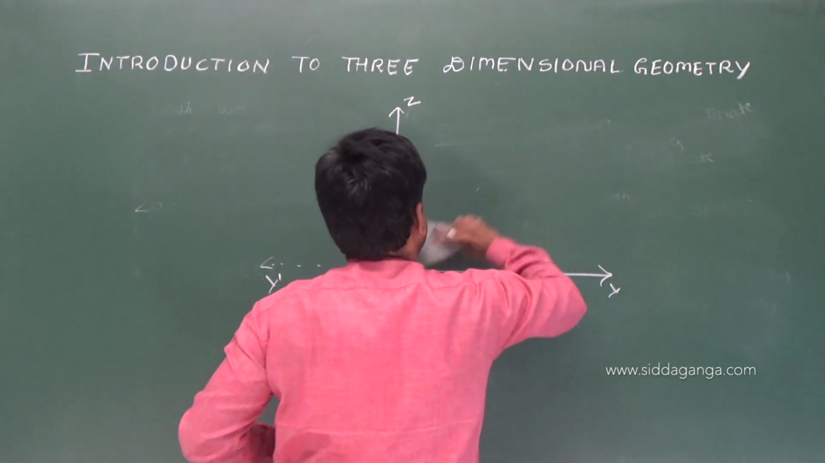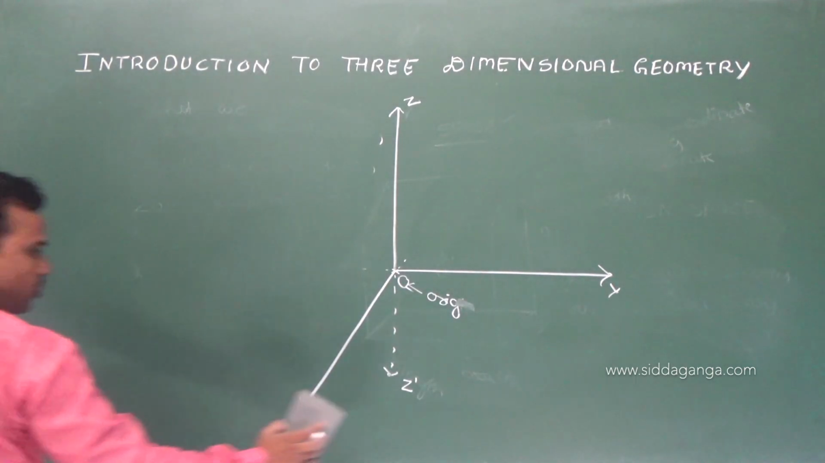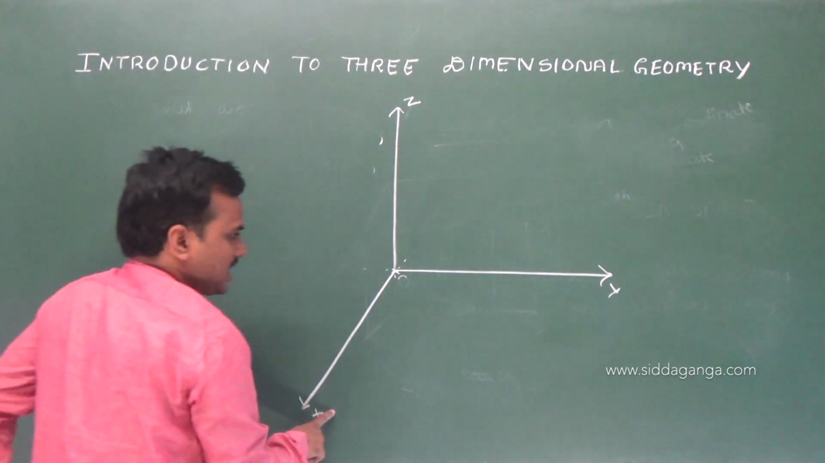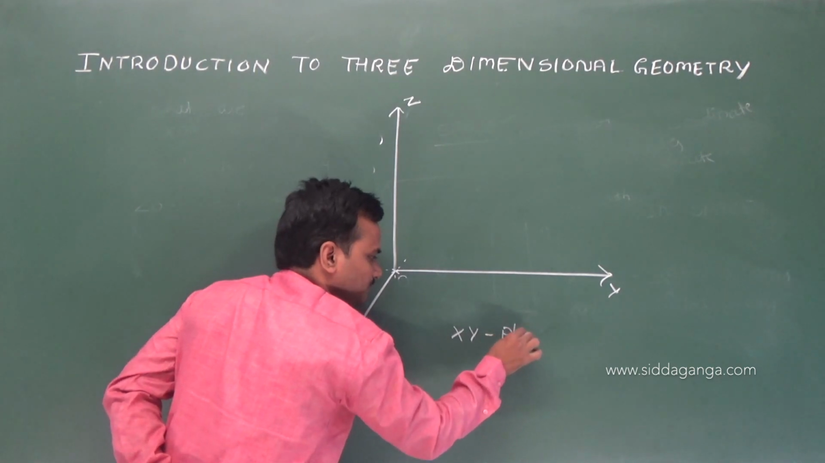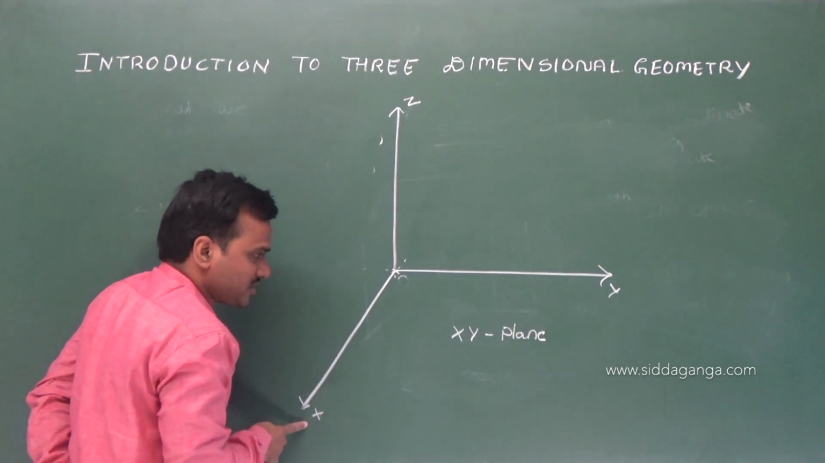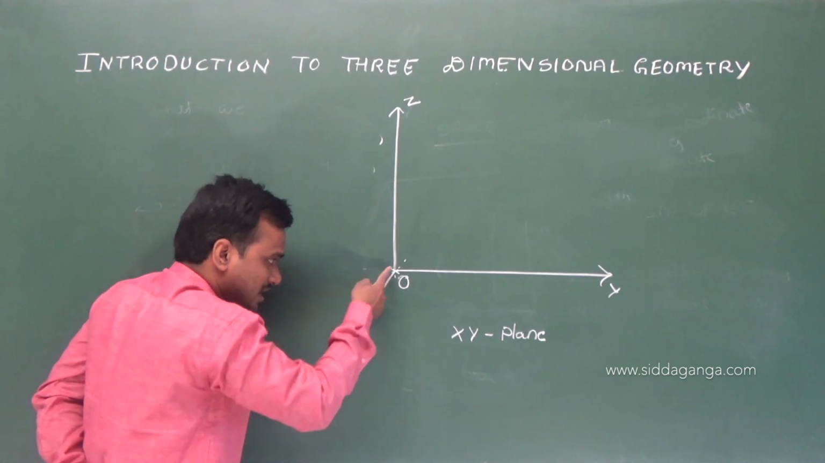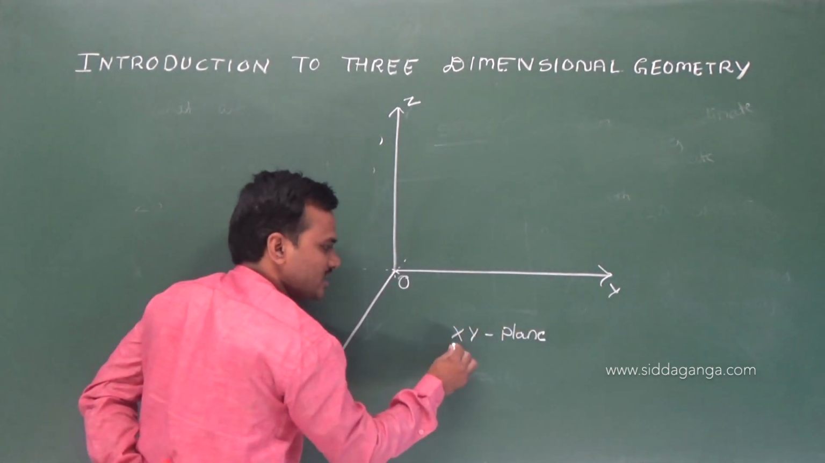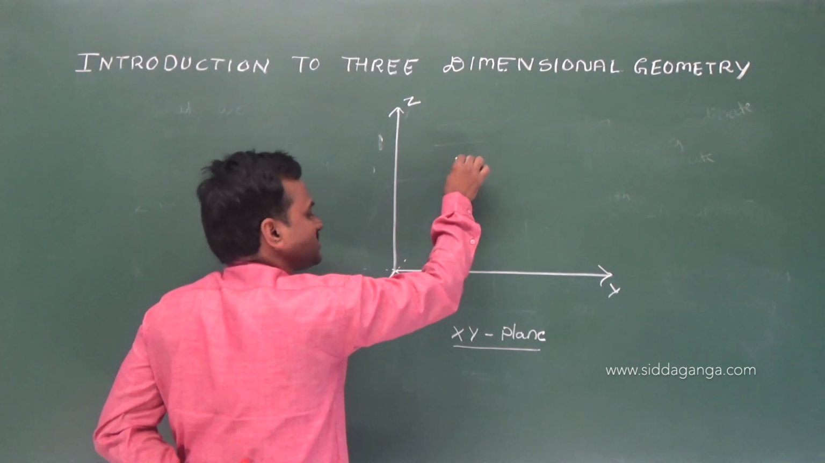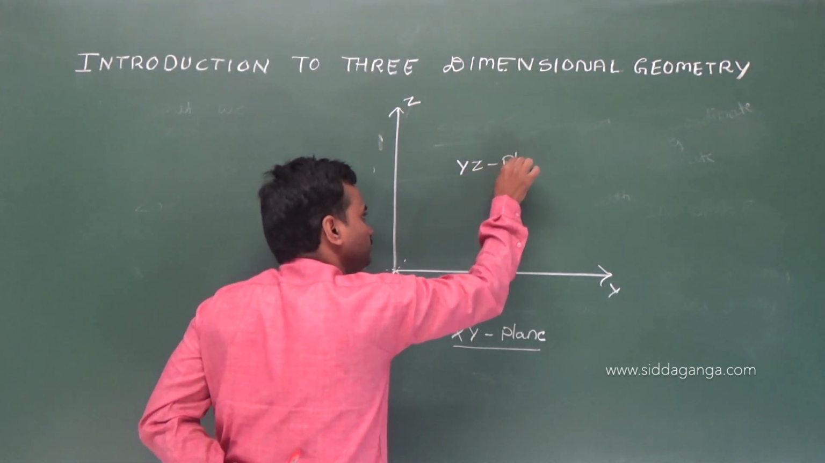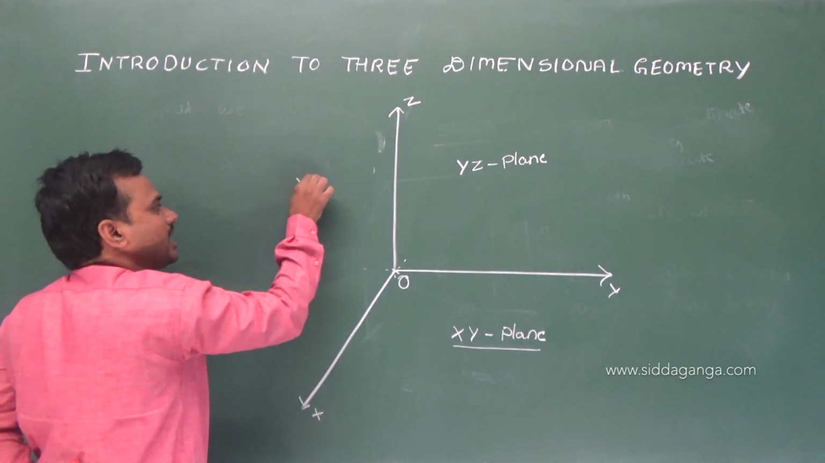These parts are called coordinate planes. See, X O Y we call the XY plane. The plane containing the X-axis and Y-axis is called the XY plane. The plane containing the Y-axis and Z-axis is called the YZ plane. The plane containing the X-axis and Z-axis is called the XZ plane.